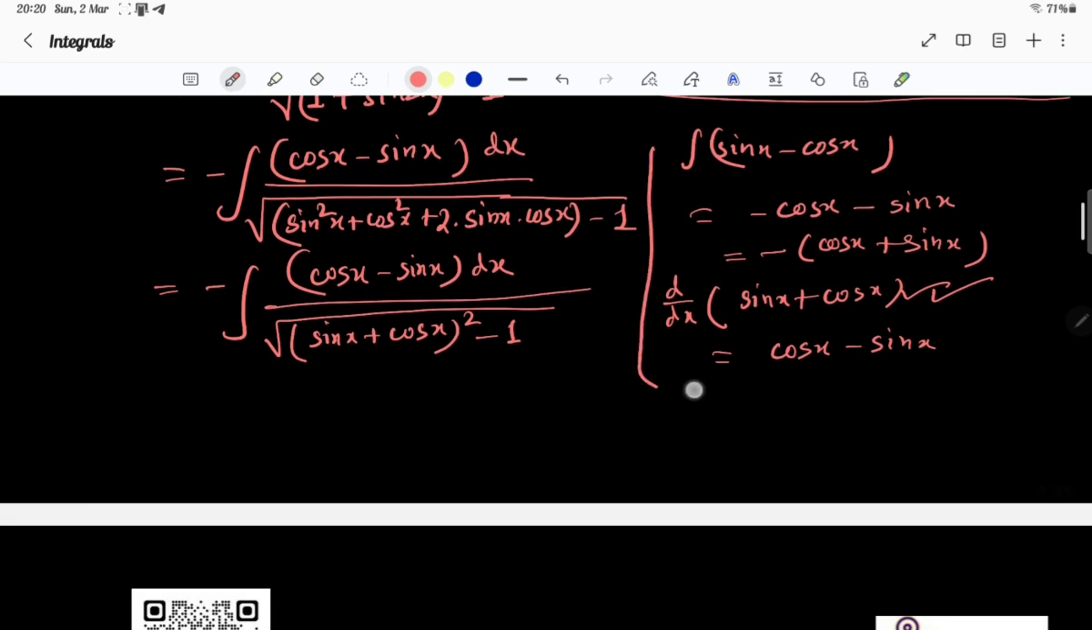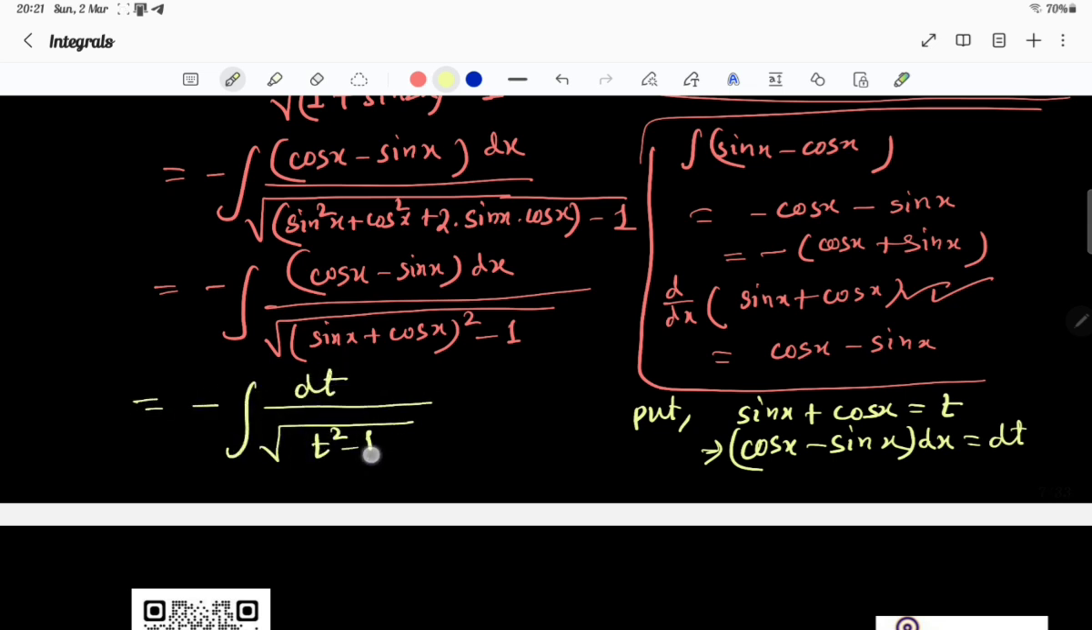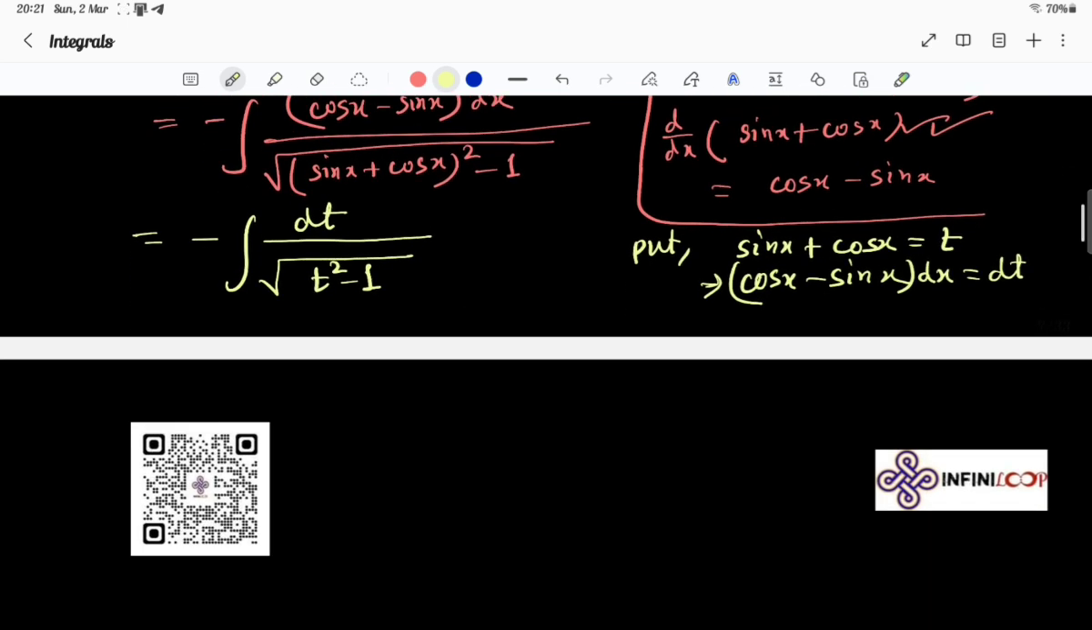Now we are going to put sin x plus cos x as t. Now put sin x plus cos x equals t. In that it will come cos x minus sin x dx equals dt. Is it coming, students? So minus integration dt by root over t square minus 1. Okay, so it is coming minus integration of 1 over root of t square minus 1, formula: log of mod of t plus root over t square minus 1.